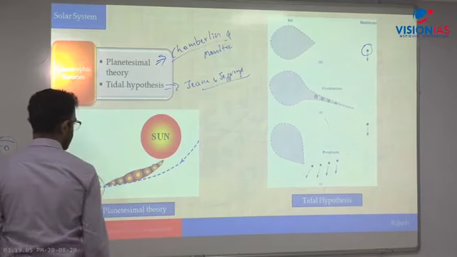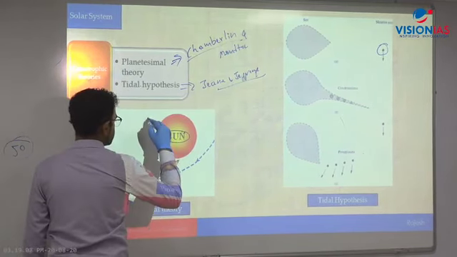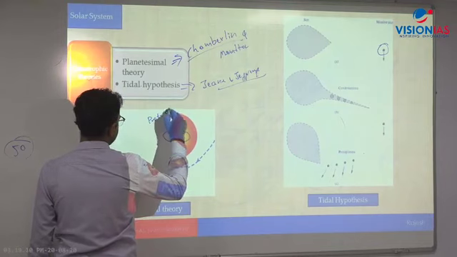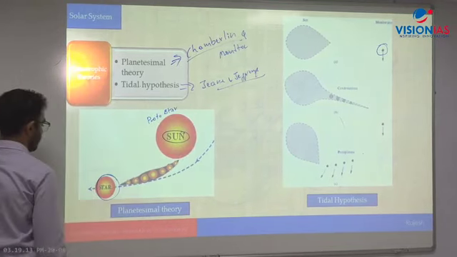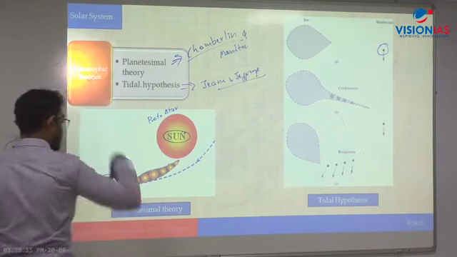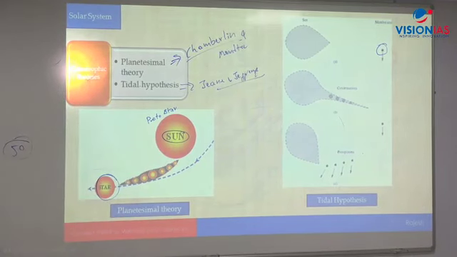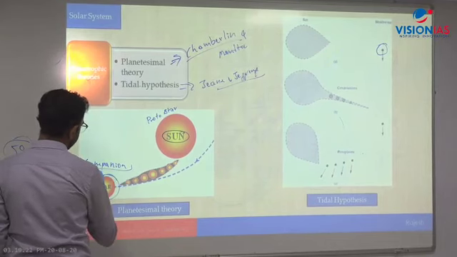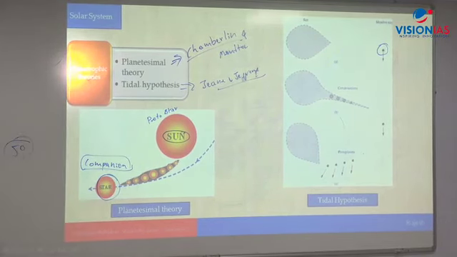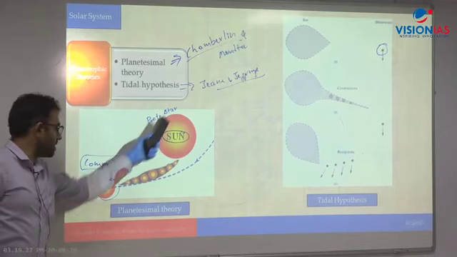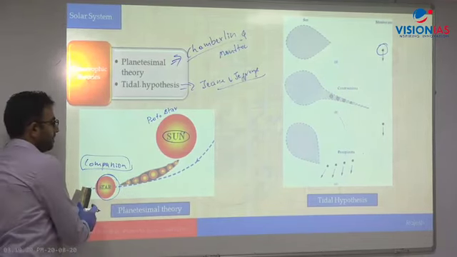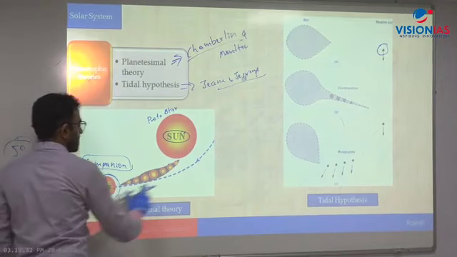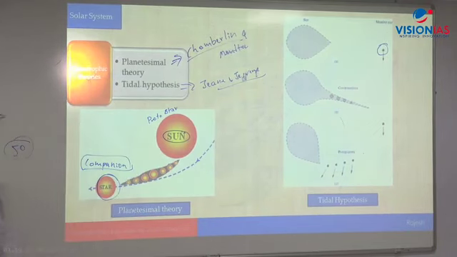In case of planetesimal theory, it says we have the sun, which was called a protostar, the star which was existing, and along with the sun there was another star very near to the sun, called the companion star, which was the companion of our sun. By accident this companion star came very close to the sun, rotating, because all the stars rotate around the black hole in the galaxy.